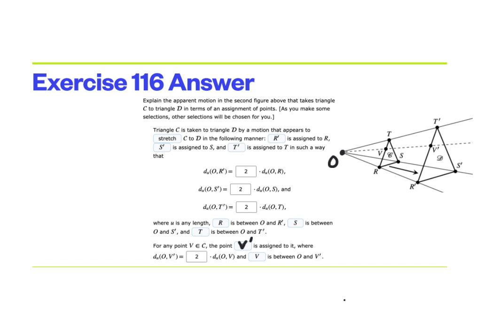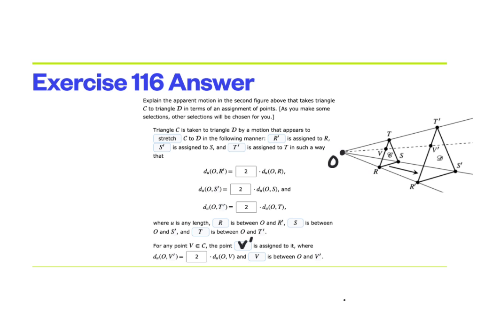Here's my answer. I put the copy of the figure over on the answer so it'd be easier to explain. Triangle C is taken to triangle D, so C is mapped to D by a motion that appears to stretch C to D in the following manner. R prime is assigned to R, so here's R prime, it's assigned to R. S prime is assigned to S, T prime is assigned to T in such a way that the distance between O and R prime appears to be 2 times the distance between O and R.